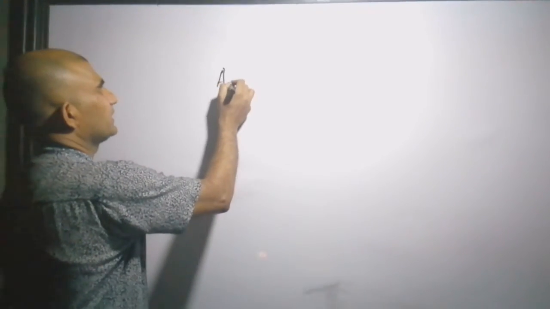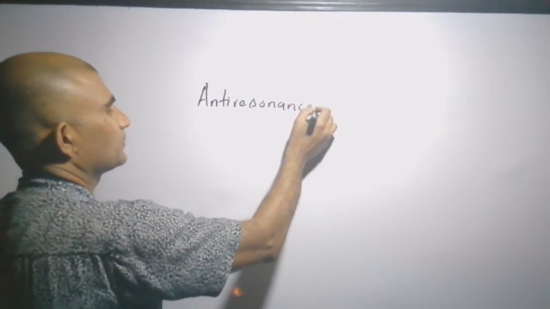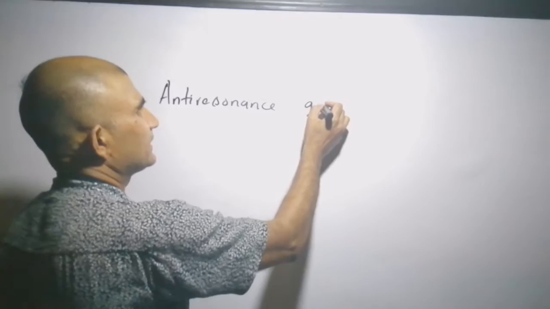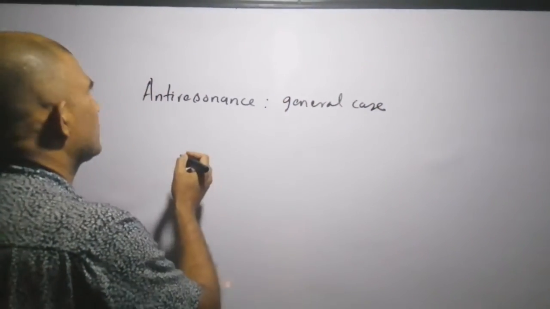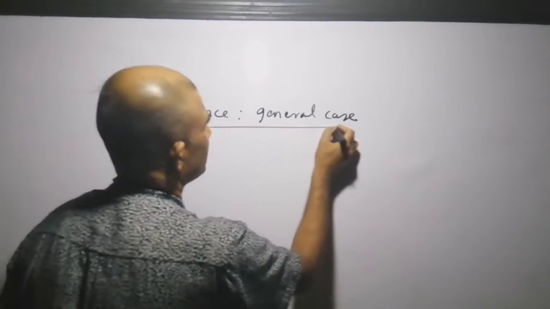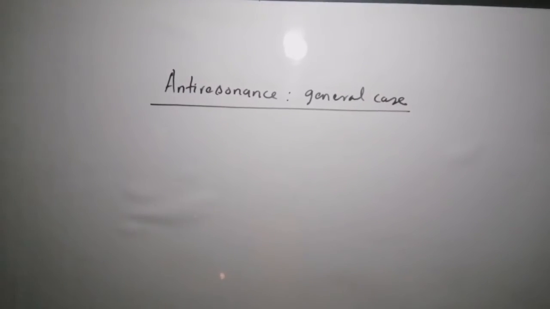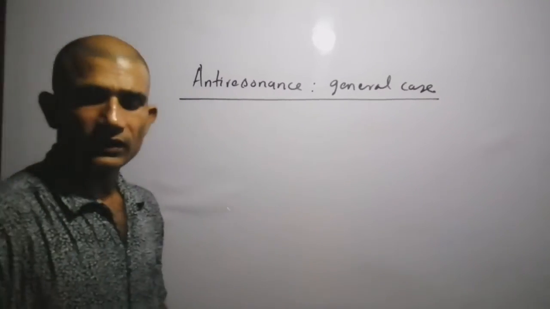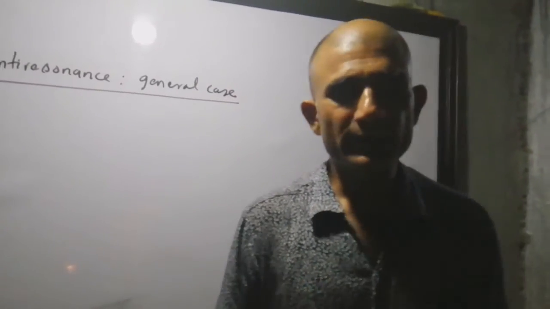Without delay, let's start today's topic. Anti-resonance, that is the general case. This is today's topic, and this is our 4th video. In this case we have to find the formula for the anti-resonant frequency when resistance is present in both the inductive and capacitive branch.